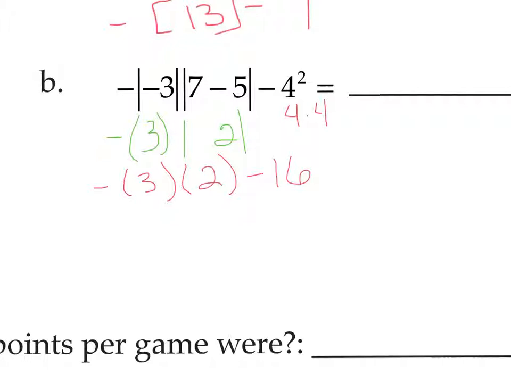So this is what we end up with once we do the grouping symbols and the exponents. The absolute value of negative 3, this negative sign is still there. The absolute value of 7 minus 5, you see the multiplication is still here. Those two symbols right together. Minus 4 squared. So this is multiply, this is add. So we need to do this first before we add. We have to multiply. This is negative 3 times 2, which is negative 6, minus 6. They're both negatives, so they both go on the same side. They're going to clump up together to make negative 22.